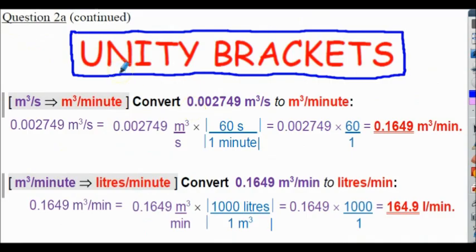And purely for reference, here are the unity brackets related to the conversions on the previous slide associated with question 2a, showing why for the meters cubed per second to meters cubed per minute conversion we have to multiply by 60, and for the meters cubed per minute to the litres per minute conversion we have to multiply by 1,000. For further information there is a separate presentation related to the use of unity brackets.